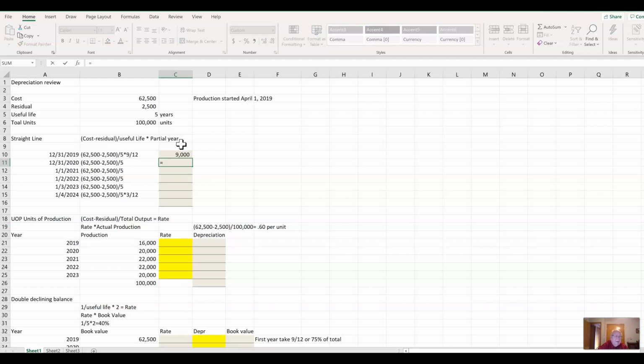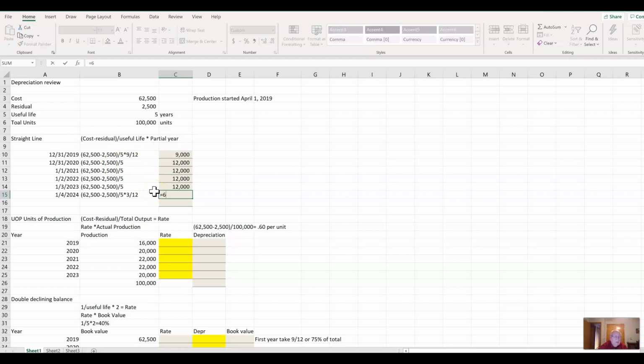And for the second year, we'd have the 60,000, which is 62,500 minus 2,500 divided by 5. And that's as far as we need to go with it. And since it's straight line, it's going to be the same amount every year until this one, which is the last year. And this finishes up that first year, or the partial year that we started. Because up here we had it for 9/12, so down here we need it for 3/12 of the year.